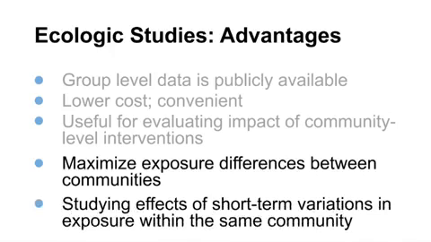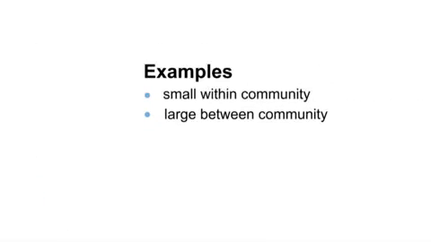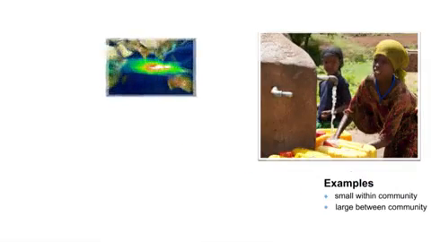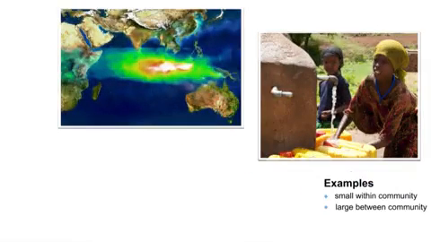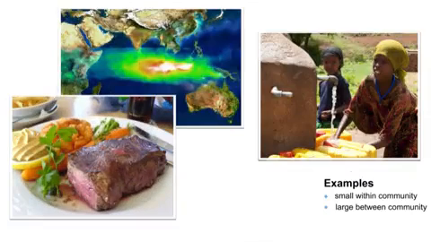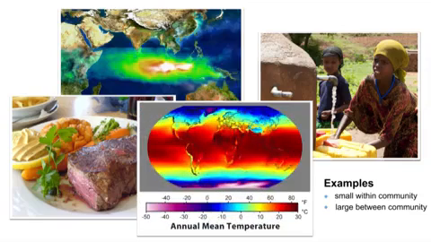Ecologic studies are also useful for studying the effects of short-term variations in exposures within the same community, for example, temperature and mortality. Examples of small exposure differences within a community but large between-community differences include quality of drinking water, concentration of certain air pollutants such as ozone and fine particles, average fat content of diet, larger differences between countries than between individuals within the same city of a country, or cumulative exposure to sunlight, where there are larger differences by latitude north-south of residents than among individuals within the same latitude.